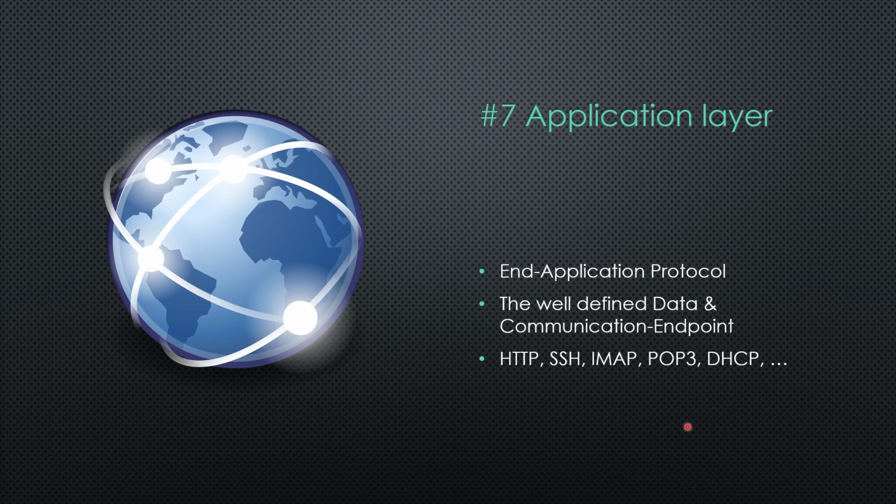Next layer in the stack is the application layer. This is the end application protocol, so a well-defined data and communication endpoint. So after all that hassle that has gone down in the other layers, we are now presented with some valid and continuous data that we can operate on. For example, HTTP. An HTTP request that has gone to our server, or an HTTP response that represents a web page. So this is the higher level layer where the data is actually valid and we can do something with it. Or for example, SSH commands, mail protocols, IMAP, POP3, or DHCP. So this is the end of the stack.